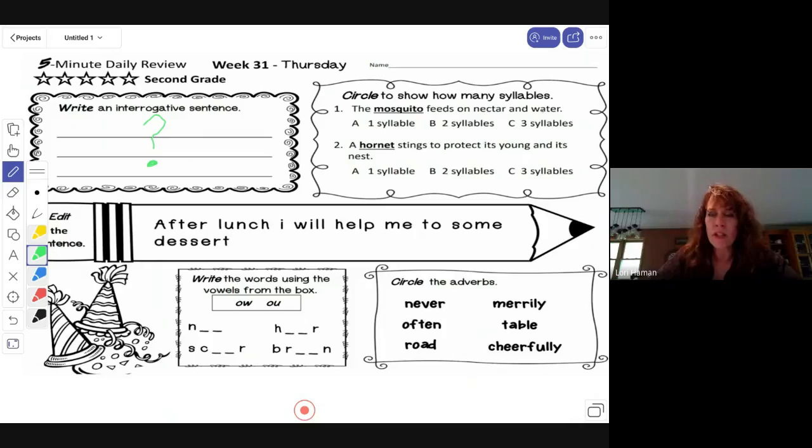All right, let's go on to this one. Circle to show how many syllables. So we'll read the sentence and we'll listen to the word, and then we can say it with our hand under our chin. The mosquito feeds on nectar and water. Mosquito. Did you see my hand move 3 times? That is 3 syllables.